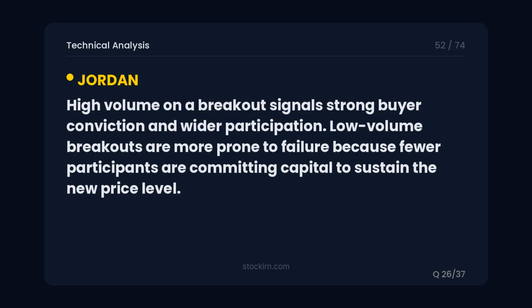High volume on a breakout signals strong buyer conviction and wider participation. Low volume breakouts are more prone to failure because fewer participants are committing capital to sustain the new price level.